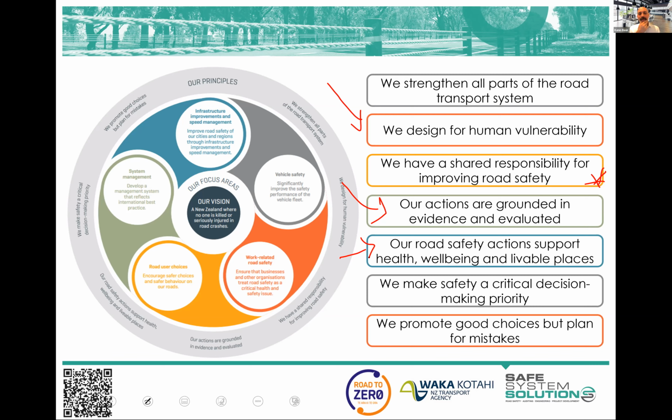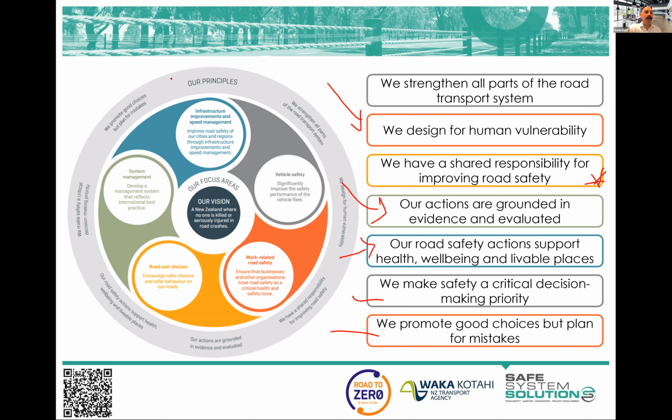And so it's very smart. We make safety a critical decision-making priority. And that's to say, safety is paramount. And we promote good choices, but plan for mistakes. So as I talked about, trying to ensure that everything has been done to try to minimize people's mistake making, but then planning for when the mistake still happens, because it will.